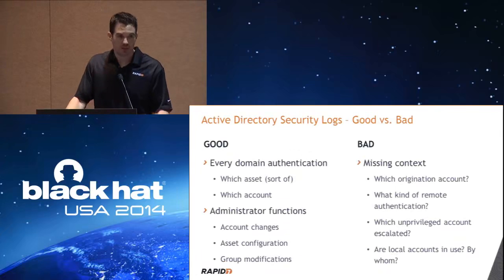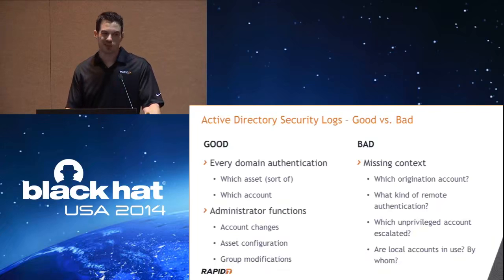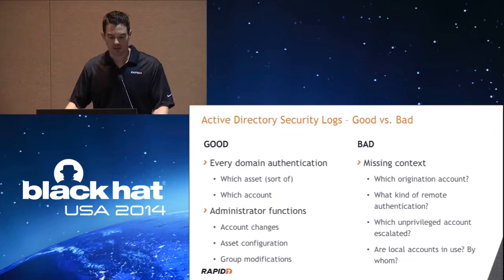Where did we start? We started on the domain controller, looking at the centralized logs. Every authentication is supposed to be there, every domain level authentication. The fact is, it only tells you some of the details. It tells you which asset, but only, as we'll show, to some degree. It doesn't have every asset involved in authentication. It tells you which account is exactly authenticating, but impersonations are kind of secret to you.